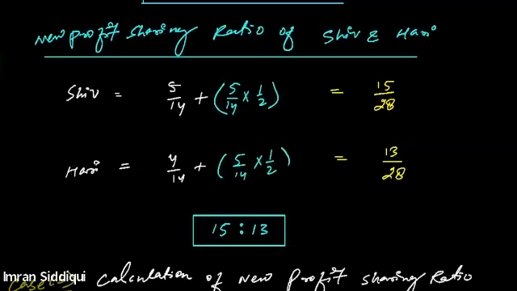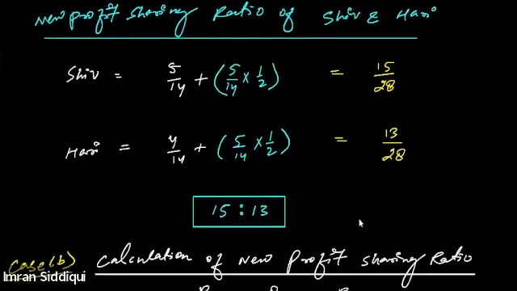into 1/2. Got it? Now when you calculate it, you will get 15/28 as Shiv's new profit sharing ratio. And when you calculate Hari's share of profit, you will get 13/28. So the new profit sharing ratio will be 15:13. Got it, everyone? Is this clear? Yes or no? Yes, sir. Clear.